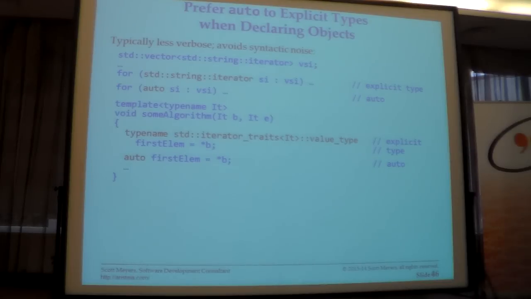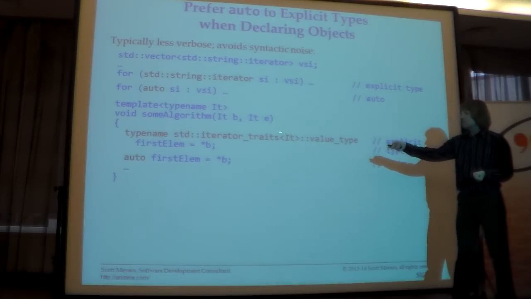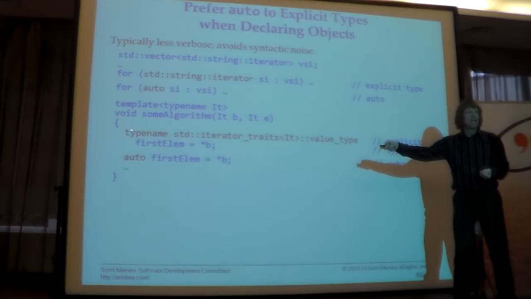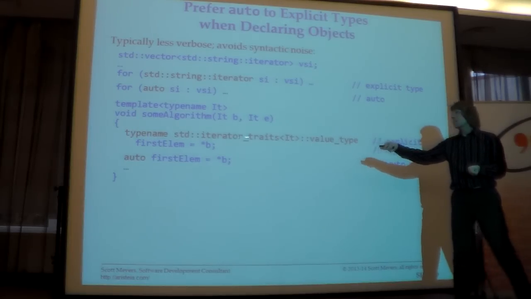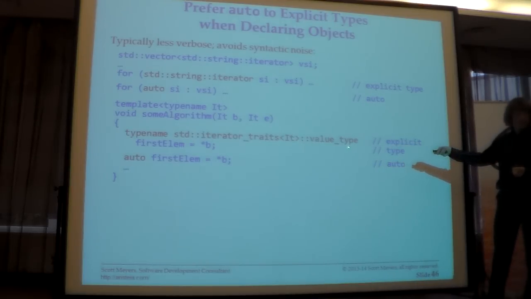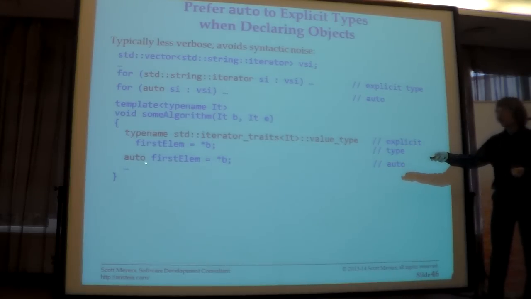All I have is an iterator. I need to know what is the type that it points to. Everybody knows it's iterator_traits of iterator, colon colon, value_type. I'm sure you use that daily. Except that iterator_traits of iterator is a dependent type, which means you have to precede it with typename. So you could say typename iterator_traits of iterator, colon colon, value_type, or auto.